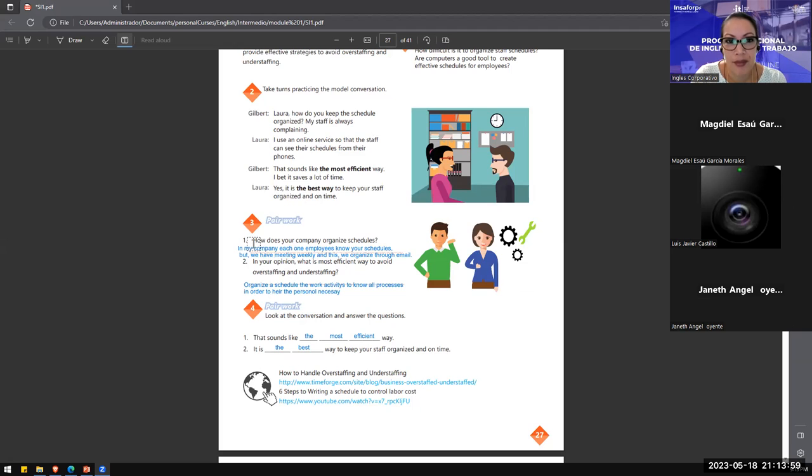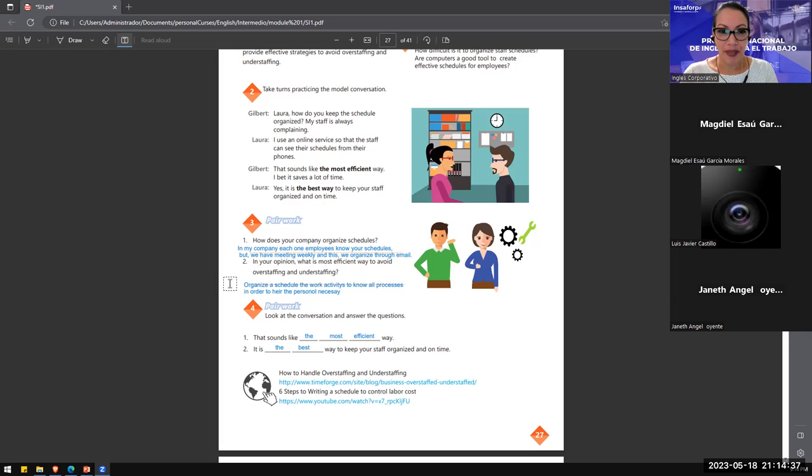Bueno, la number one, how does your company organize schedules? In my company, each one of the employees knows their schedules, but we have a weekly meeting, and this we organize through email. Oh, that's interesting. So every employee knows their schedule, and you also have meetings to make arrangements with the schedules.